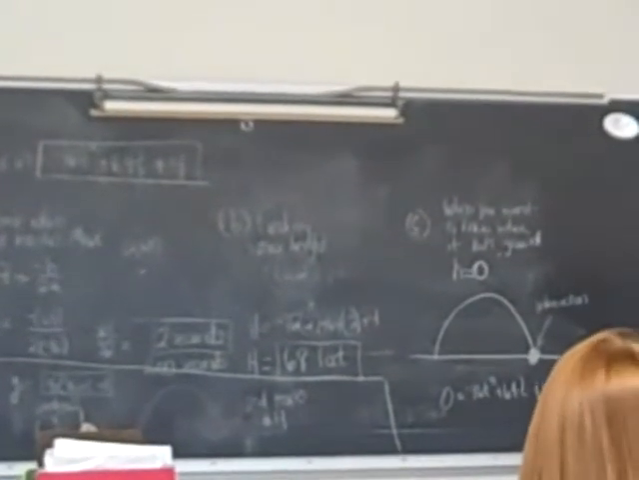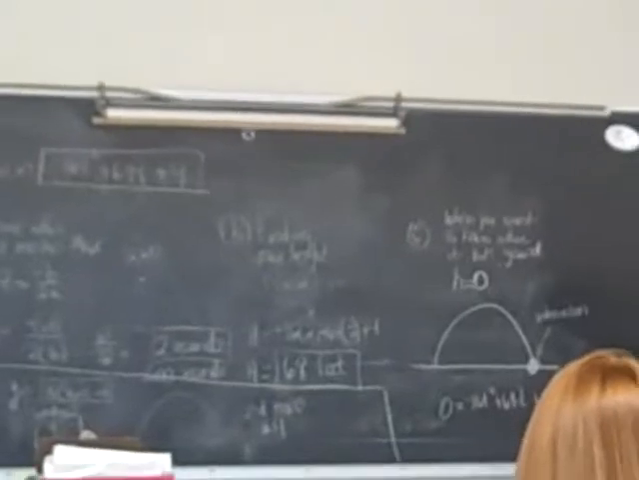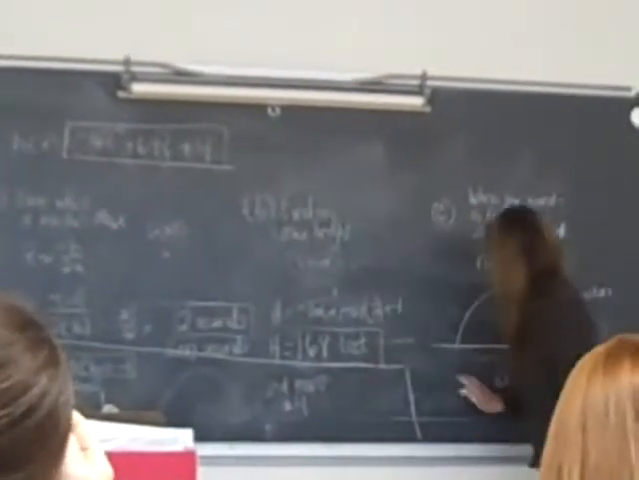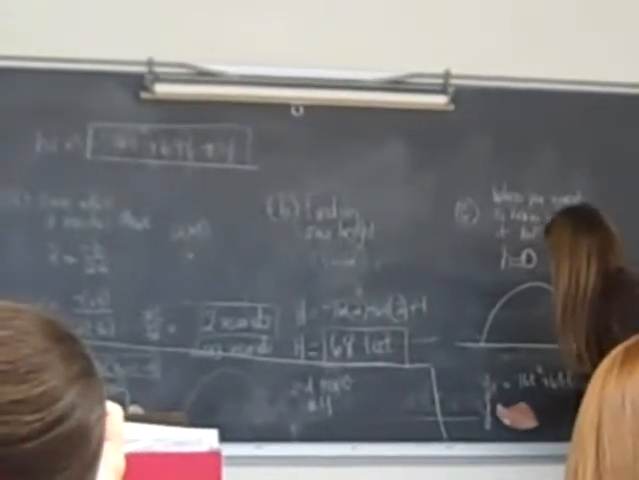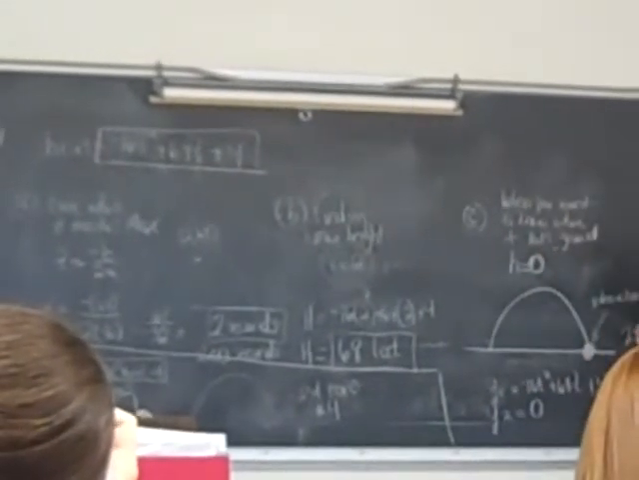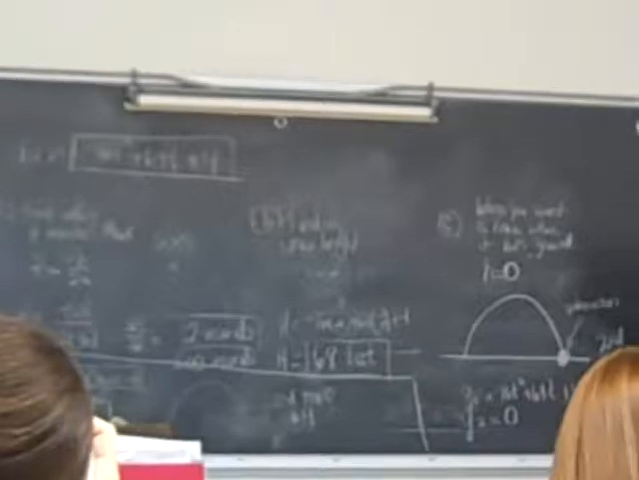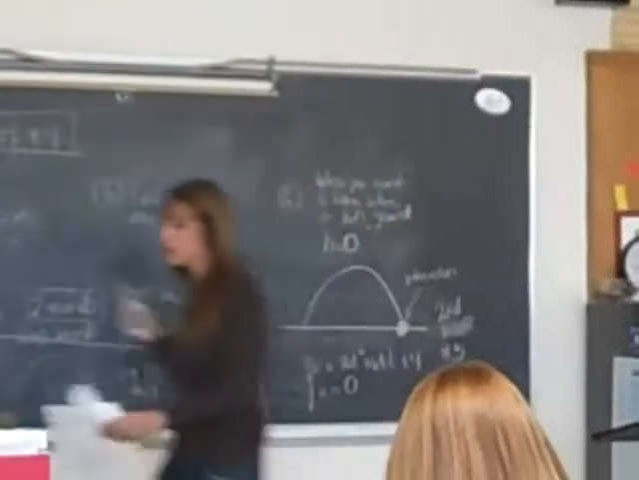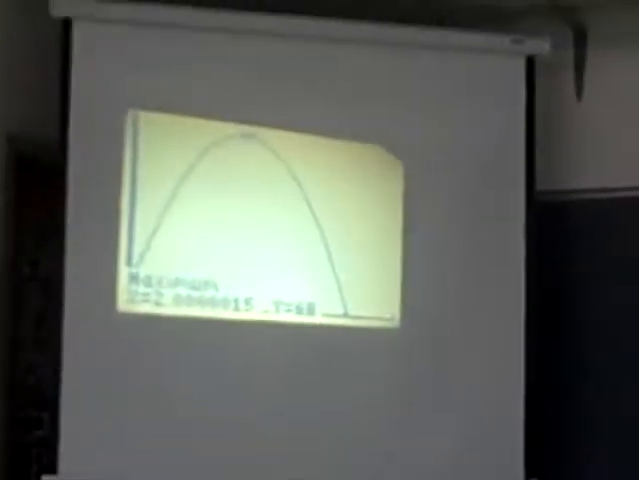Who did it algebraic? You all did it graphic? Okay, if you do it graphic, you're going to label this as your Y1, then you're going to label the ground. Then you're going to do second calc number 5. I keep on doing calc, second trace. That's what second trace makes calc. All right, so I'll do it that way.